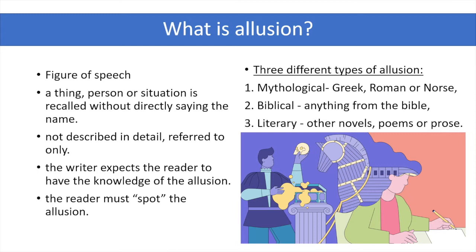Here are three common uses of allusion in literature. First off is mythological. We can have Greek, Roman, or Norse mythology references in literature.